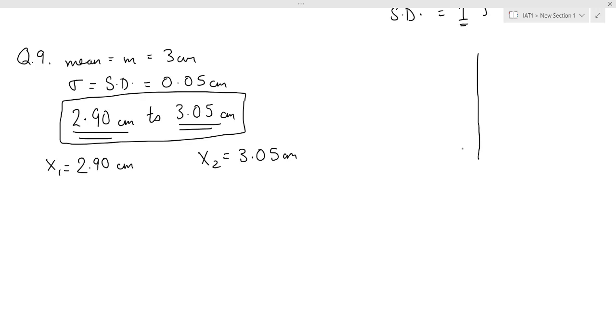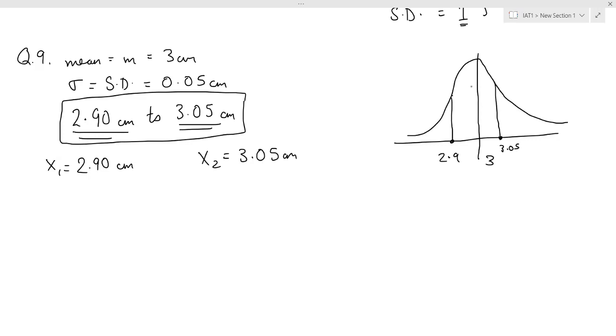So we can draw an approximate graph over here, right? So the mean is what? The mean is 3 centimeter. So 2.9 centimeter is going to be somewhere around here, and 3.05 centimeter is going to be somewhere around here. So what do we have to find? We have to find the area of this. This is going to be the probability of finding the can top between 2.9 centimeter and 3.05 centimeter. We have to find this much area.